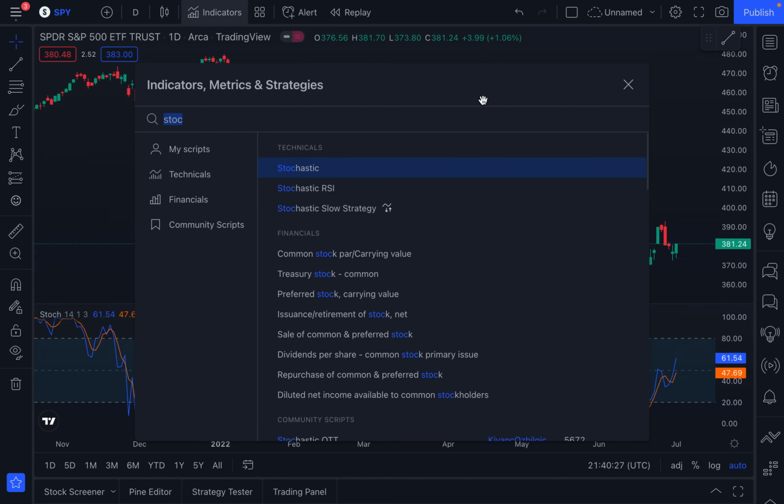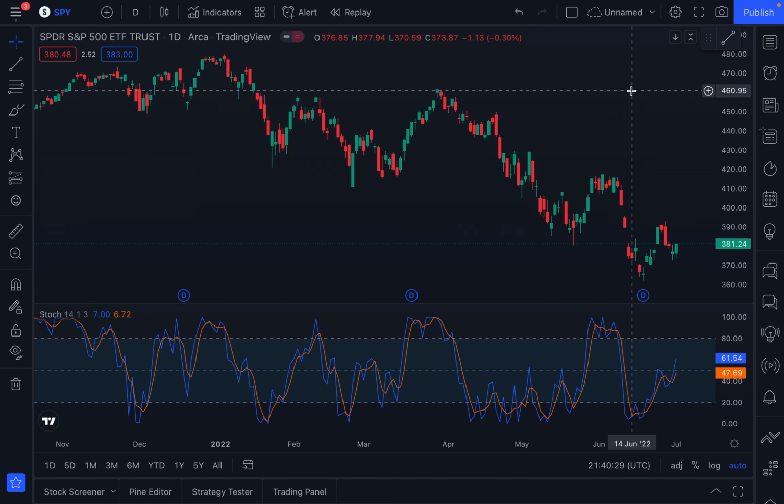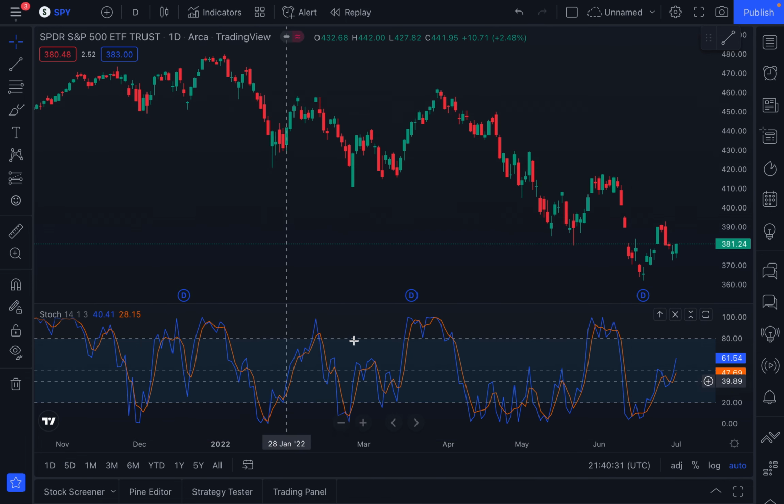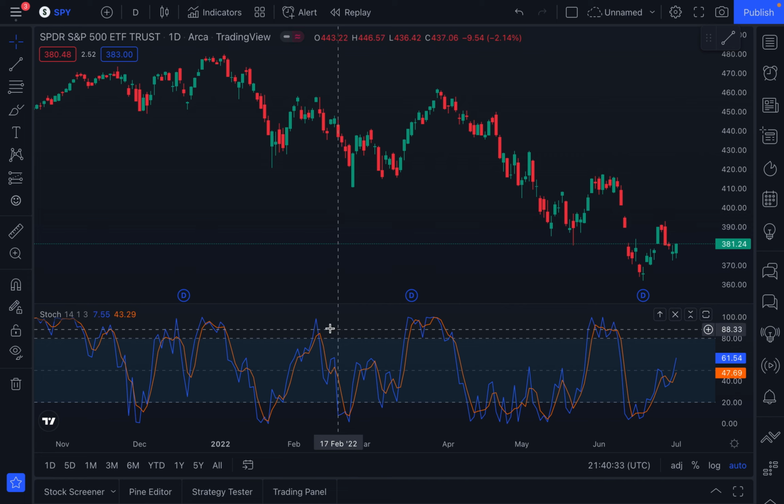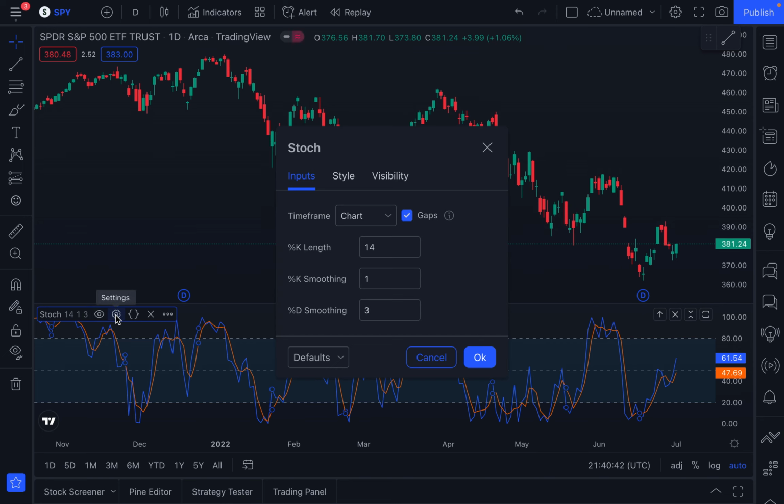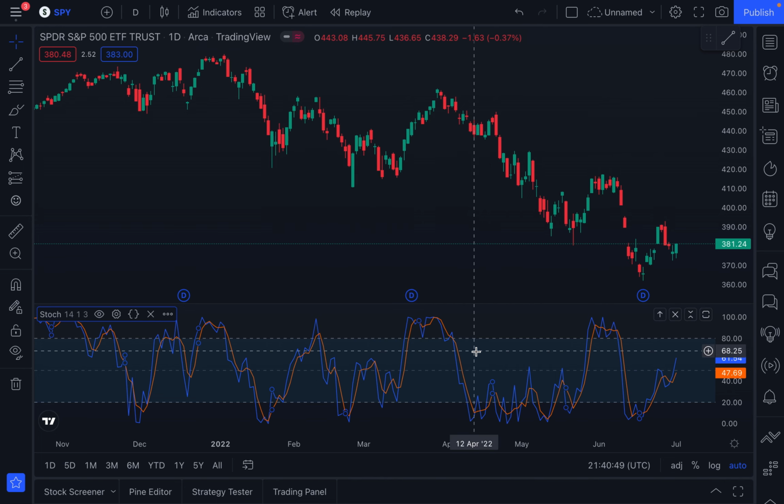Now we can close out of this window. As you can see, you now see the stochastic indicator down here. Remember, if you want to change any settings, you just hover over it and click on the settings button, and you can change the defaults for the stochastic indicator. But I'm just going to leave it as it is. Click on OK once you're done with that.